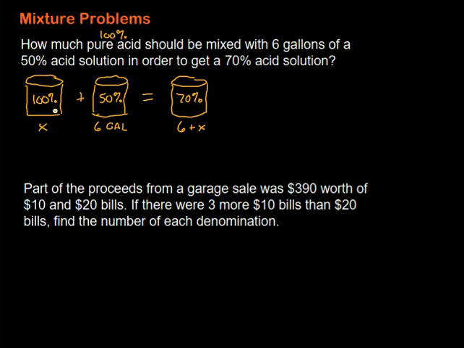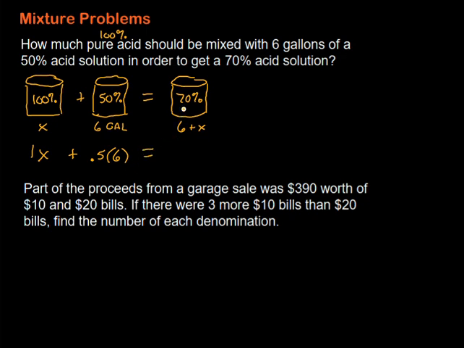Now, we're going to focus in on the amount of acid that's in each of these buckets. So the amount of acid that's in the 100% bucket is all of it. So it is 1x, or just x. We'll call it 1 because that's the 100% piece. Then the amount of acid that's in this one would be 50%. Well, 50% as a decimal is 0.5 times the 6 gallons. So this right here represents how much acid is in this particular bucket, this 6 gallons.